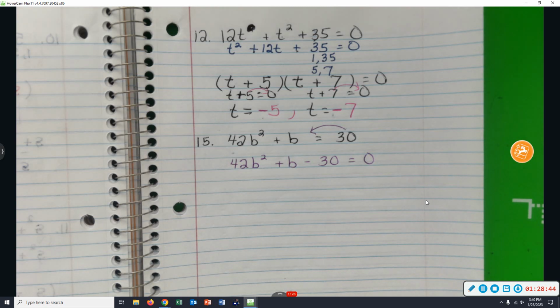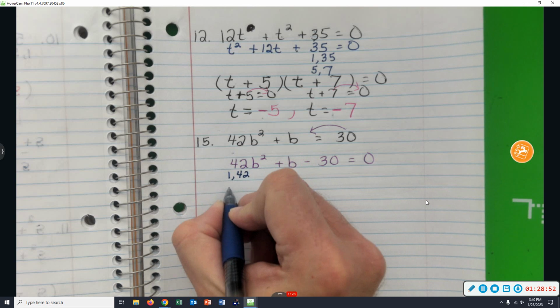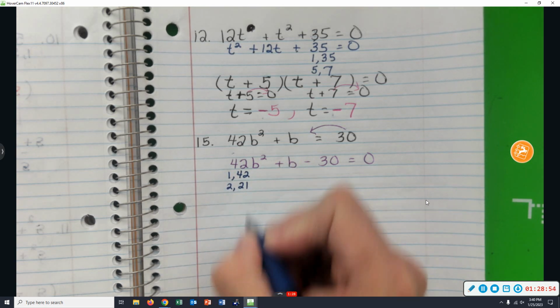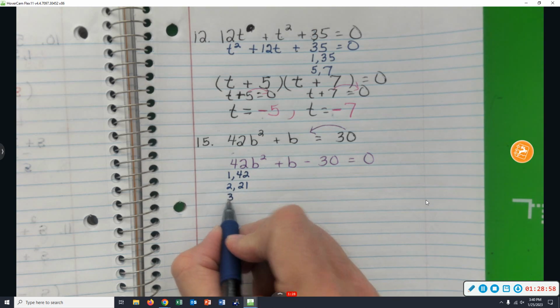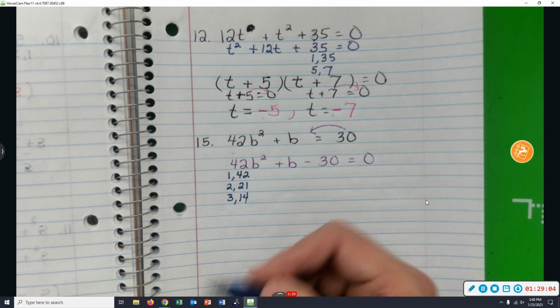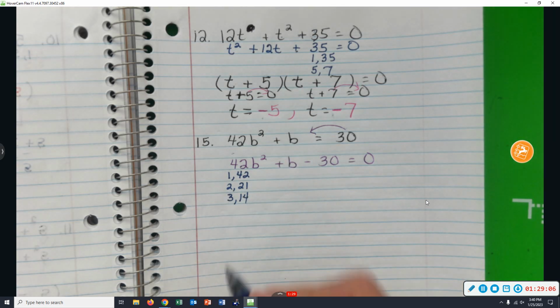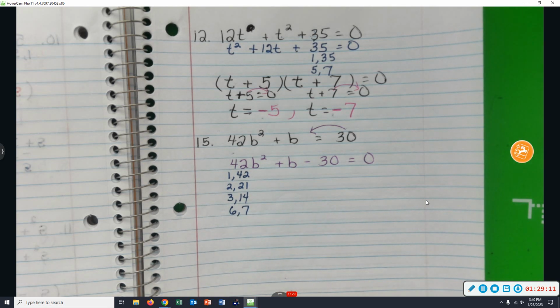Oh, gosh. Let's go ahead and write out the numbers that multiply together to give 42. There's a lot of them. 1 times 42, 2 times 21, 3 and 14. 4 doesn't divide into it. There's another pair of numbers I'm missing. 6 and 7.